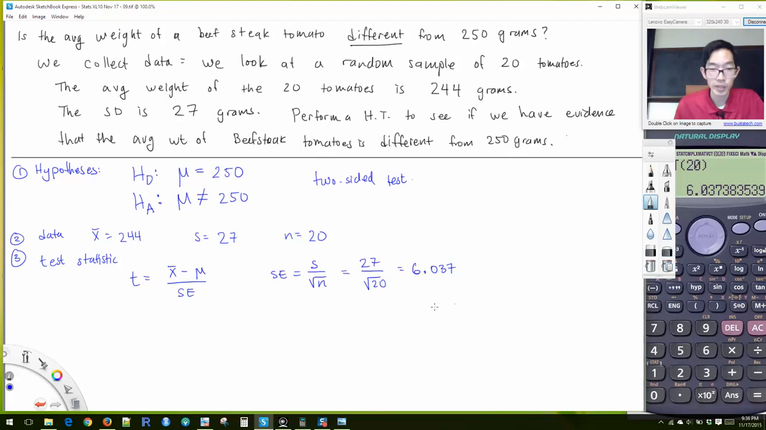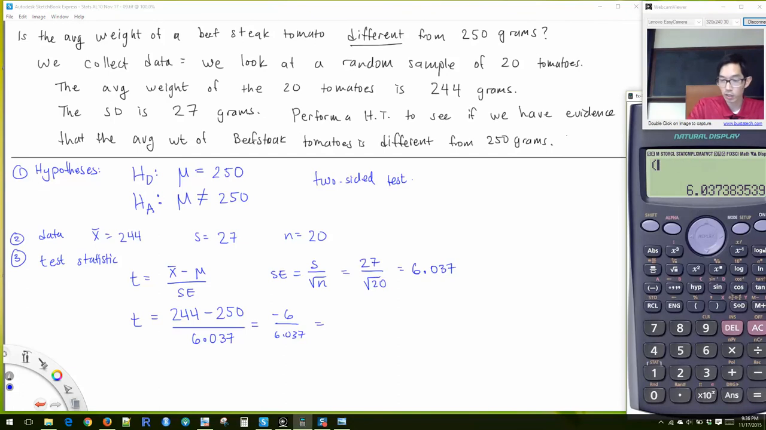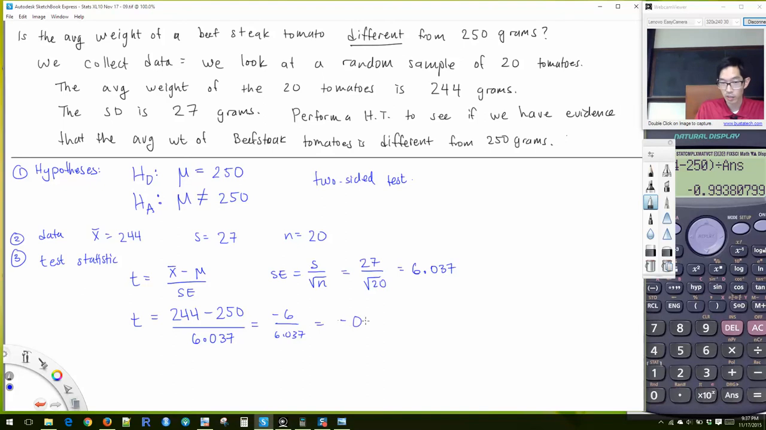Yeah? Okay. And then my t is going to be 244 X bar minus, what is my mu? 250, and I divide by the standard error, 6.037. So here I have 244 minus 250, I get negative 6 over 6.037. I can just do 244 minus 250 in parentheses, divide by the answer, because I already have the standard error plugged in. I hit equals and I get negative 0.9938. So this is my t. So far so good? Okay. All right, what do I do now?